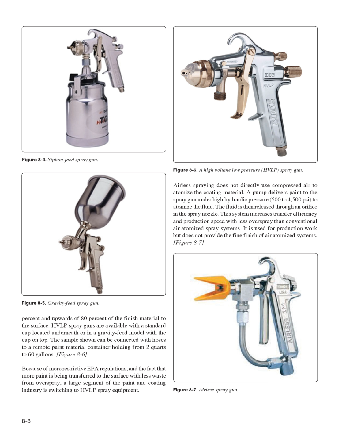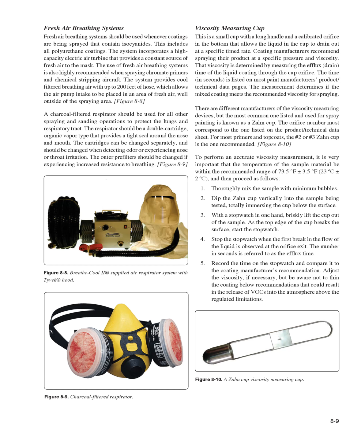Figure 8.7 Fresh air breathing systems. Fresh air breathing systems should be used whenever coatings are being sprayed that contain isocyanates. This includes all polyurethane coatings. The system incorporates a high-capacity electric air turbine that provides a constant source of fresh air to the mask. The use of fresh air breathing systems is also highly recommended when spraying chromate primers and chemical stripping aircraft.